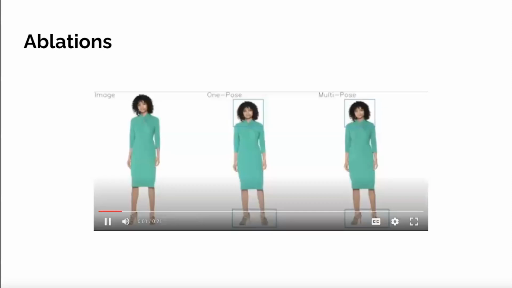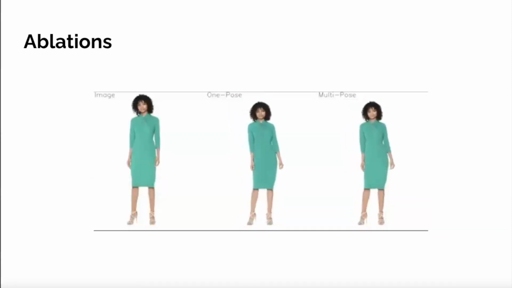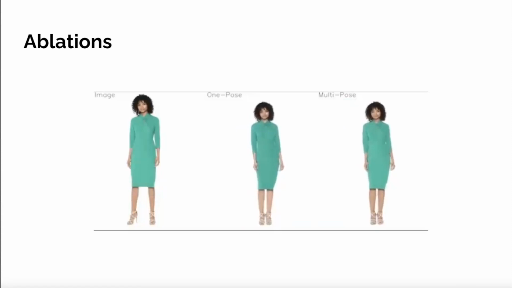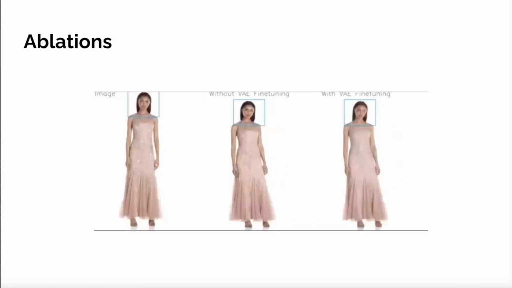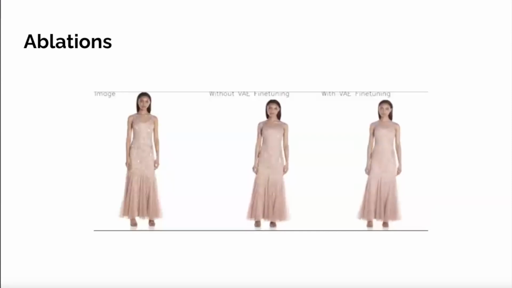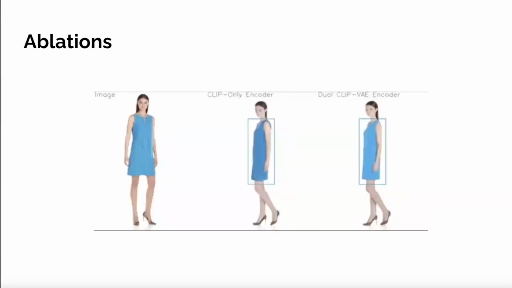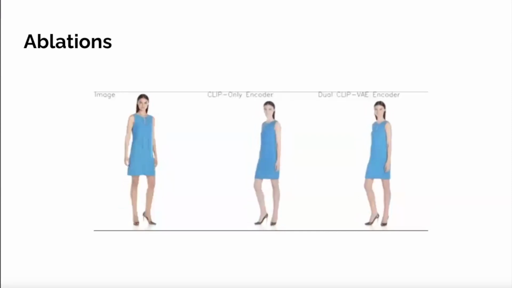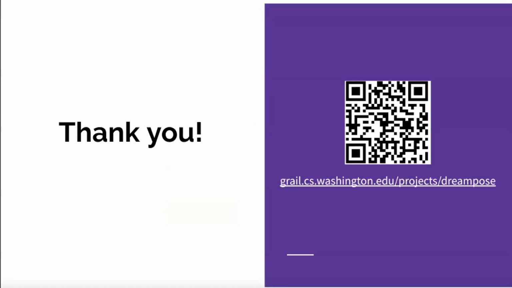Our multi-input pose representation significantly reduces minor motion flicker, particularly around the face and feet. We also find that fine-tuning the VAE decoder, in addition to the UNet, decreases high-frequency noise. Lastly, using VAE embeddings in addition to the CLIP embeddings improves the precise color of the garment and appearance of the person. Thank you for your interest in our paper.